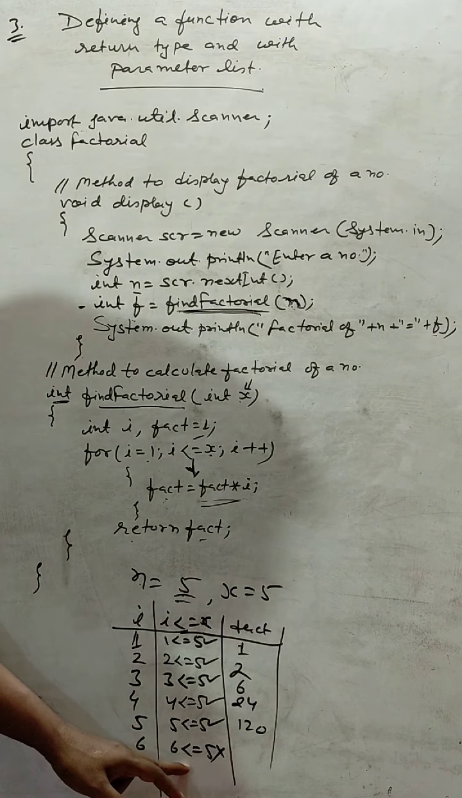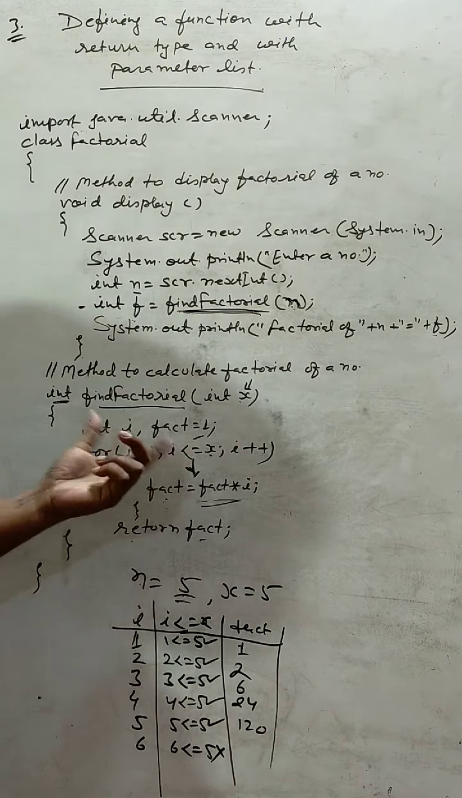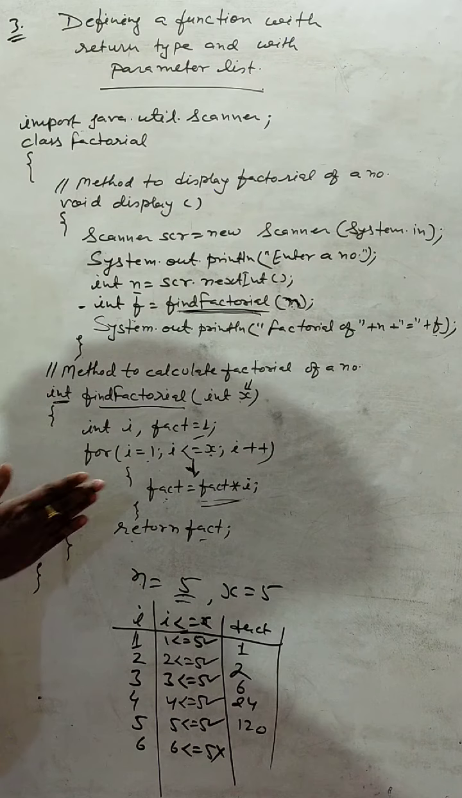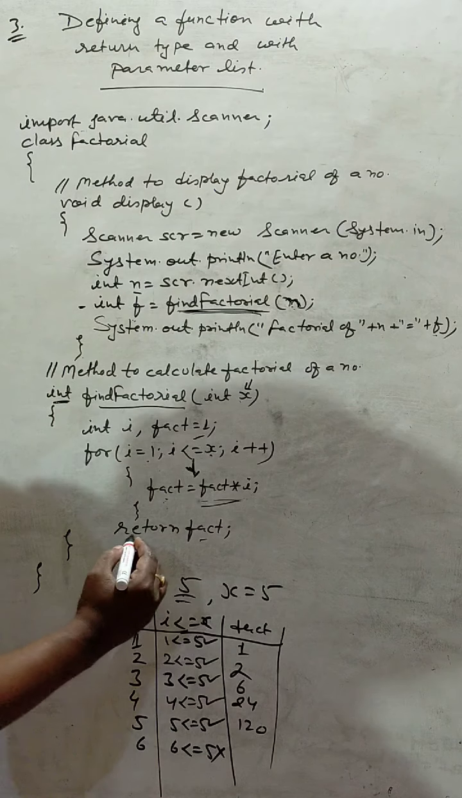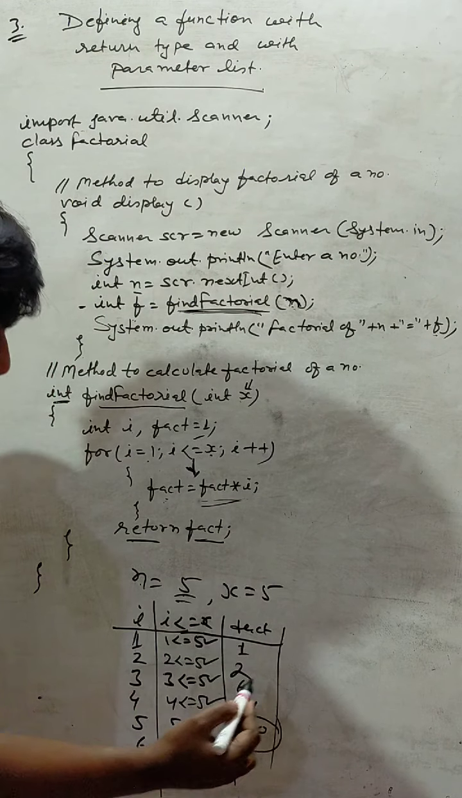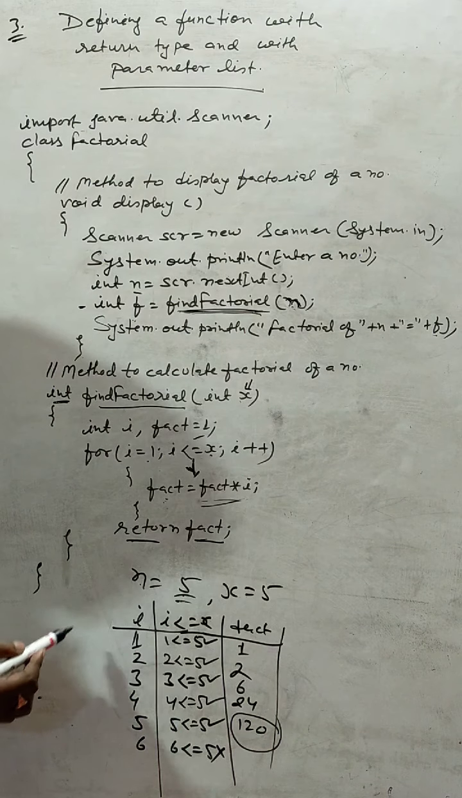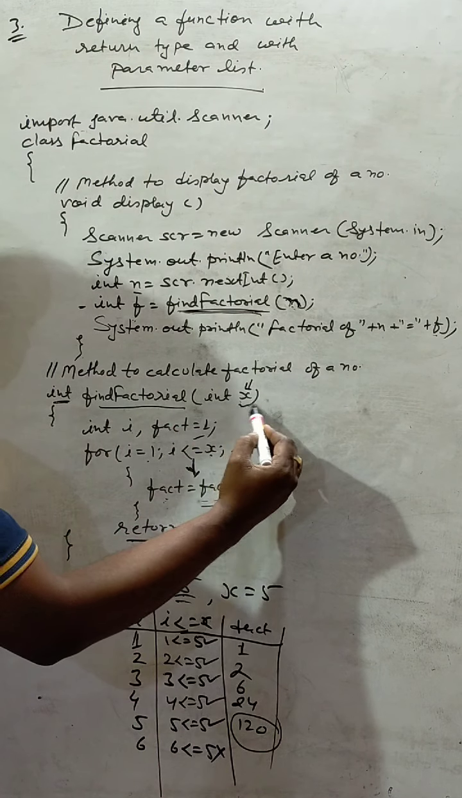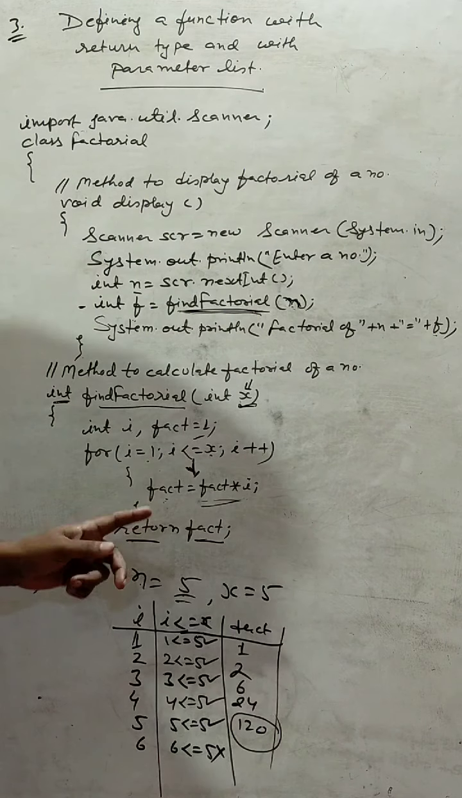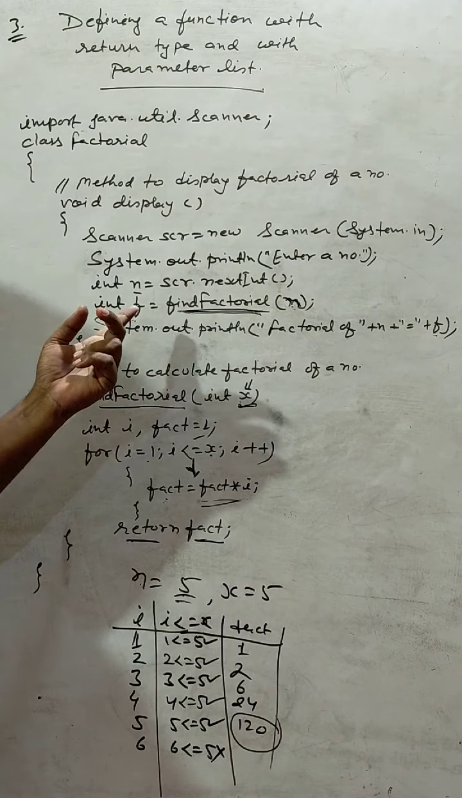Condition is false. Therefore, the loop will terminate, and control moves out of the loop. And outside the loop, there is return fact. Fact is storing 120. Therefore, this function accepts a value in variable x, calculates its factorial, and returns it back to the called function.